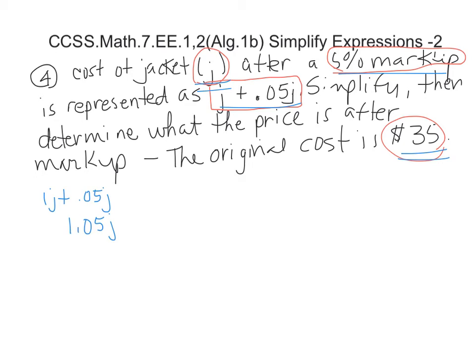And now I'm going to simplify that to 1.05 times 35, because they gave us the original jacket. The J is the cost here, $35, and that's the 35. And when you multiply that out, you get $36.75. And the only reason you can simplify that is because they gave you the value of what J is. There you go. Thank you.